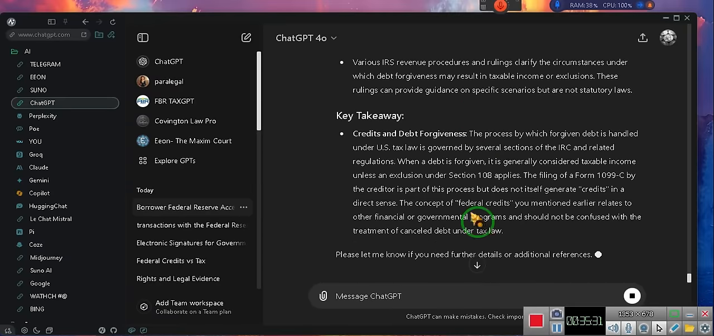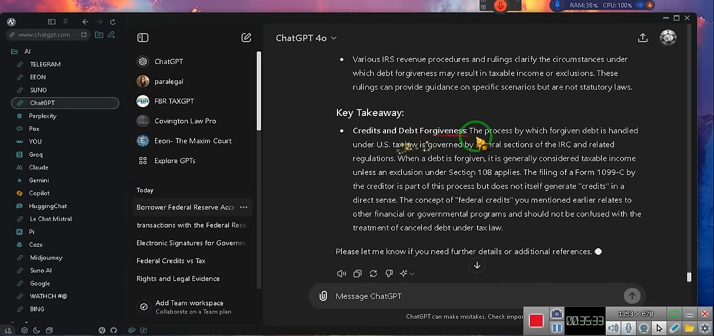We're going to give that to y'all so y'all have it. Credits and debt forgiveness. The process by which forgiven debts are handled is the U.S. tax law. No, it isn't. And it's governed by several sections of the IRC.